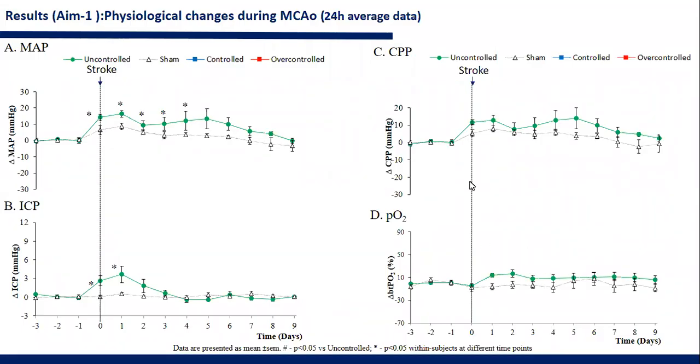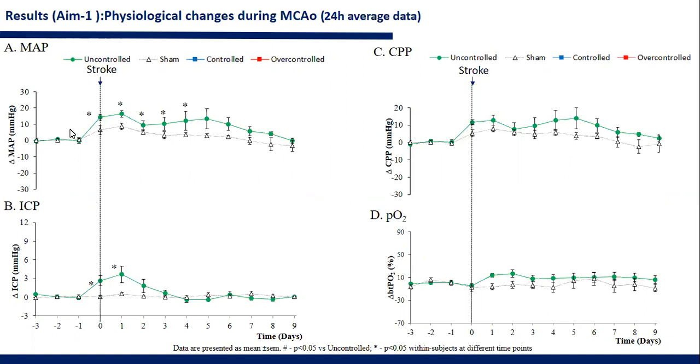Now, this is the first set of results of our study. As you can see in this results section, it shows all physiological variables: mean arterial pressure, intracranial pressure, cerebral perfusion pressure, which was derived from MAP minus ICP, and the tissue oxygen level. This is daily average data until the end of the protocol, which is day 9 after stroke, and day 0 is the stroke induced day, as you can see from the vertical black dotted line.